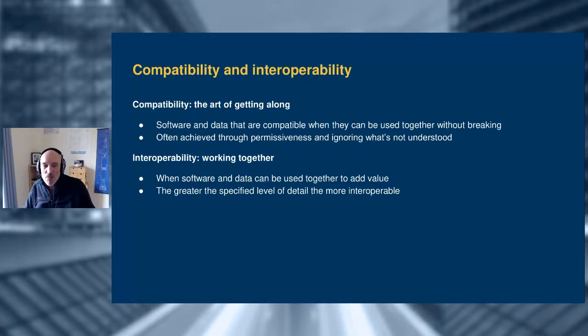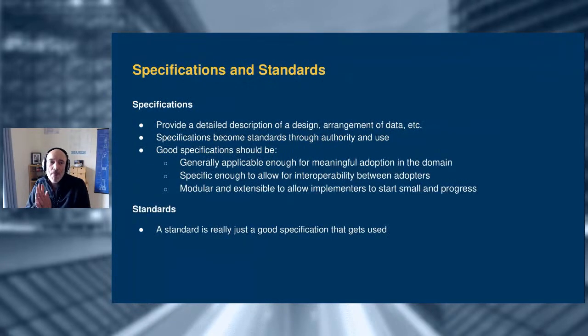And when we talk about interoperability, which is our real goal in EARK, we are talking about software and data that can work together, systems where data can be shared and used to add value, where the data structures aren't just a top level view, where there's some deep understanding of the data and the metadata that's passed between systems. And what we find is the greater the specified level of detail, the more interoperability you get, obviously. So interoperability requires detail.